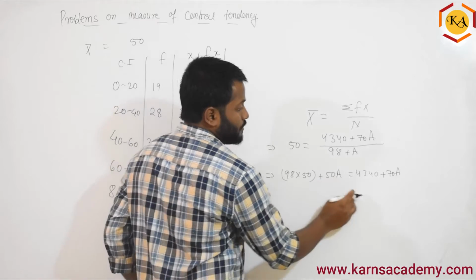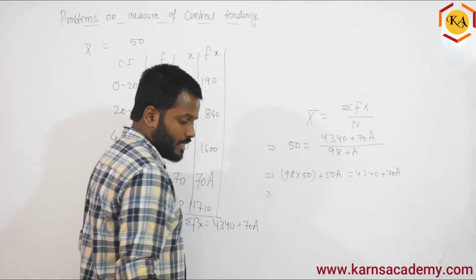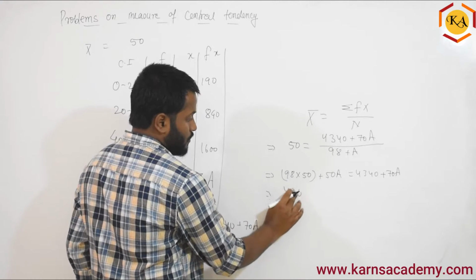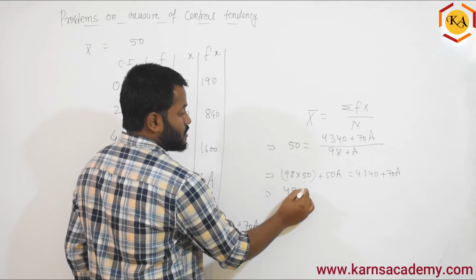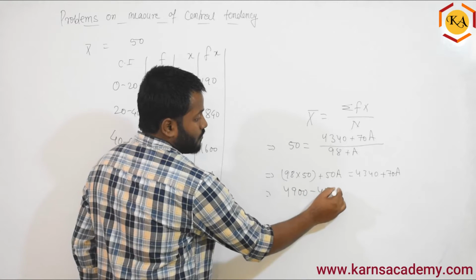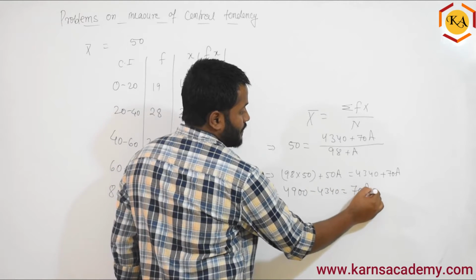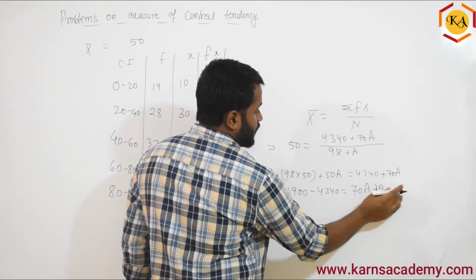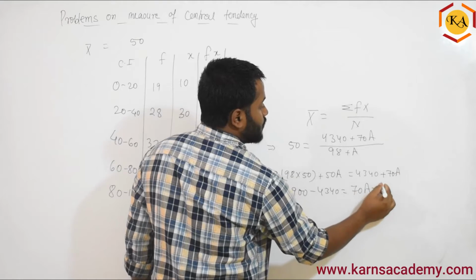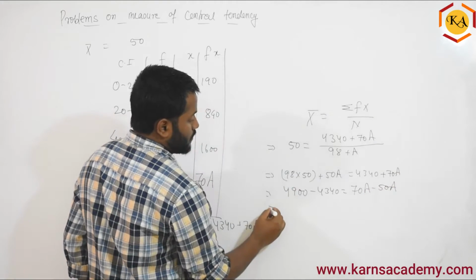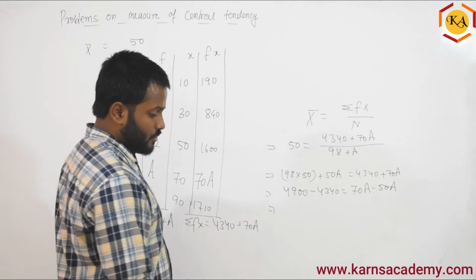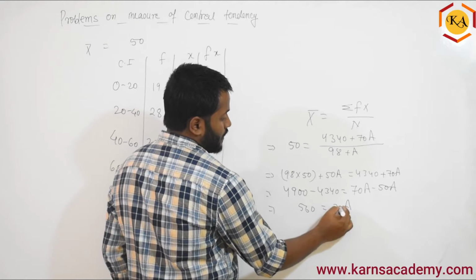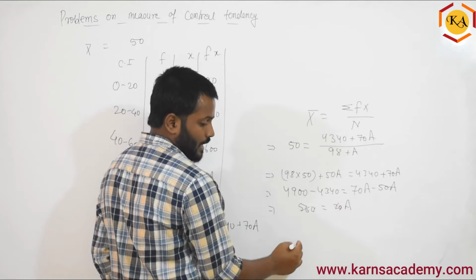So let's take both the a's one side and the numbers one side. So what I'm going to do is 50a I'm sending this side and the number this side. So 98 into 50, you will be getting 4900 minus 4340, which is equal to 70a minus 50a. So what will happen? Subtract, if you do, you will be getting 560 divided by 20a.